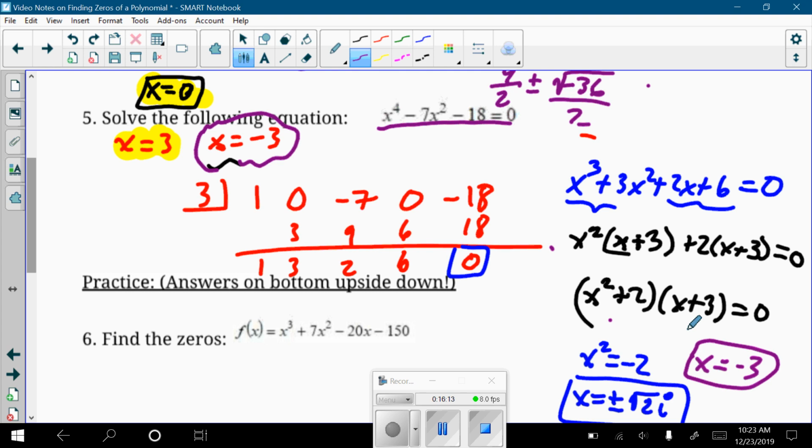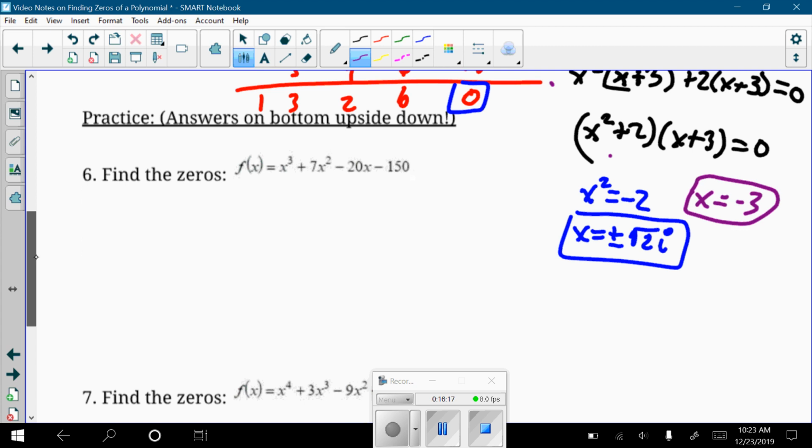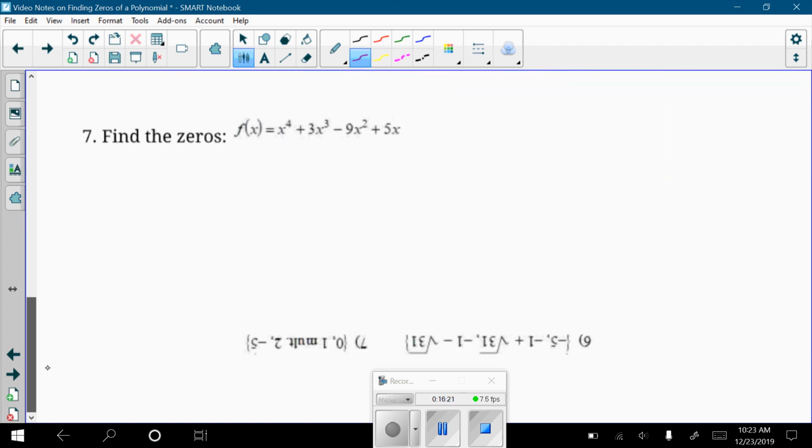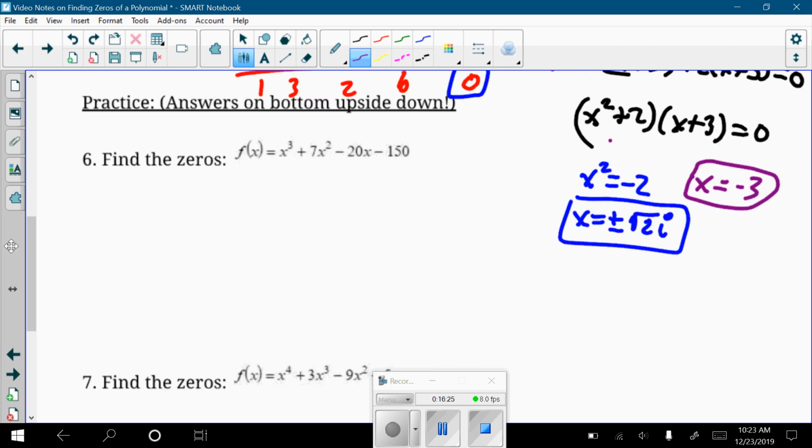Okay. I'd like you to do these 2 practice problems. The answers are on the bottom, upside down. So they're kind of down there, flipped over. Try and do these 2 problems. You'll notice both of these are not factored. So kind of go through your processes. Okay. And that concludes this video.